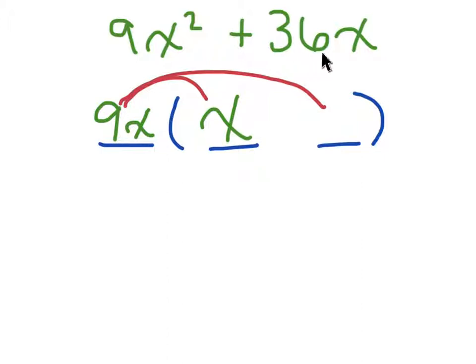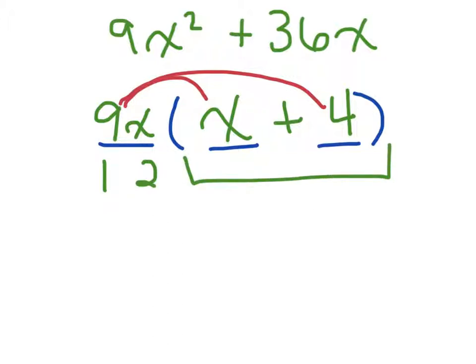And then we go over to this term, 36x divided by 9x would have given us a 4 to start with. So now here again, we have 3 factors. We have the 9, we have the x, and we have x plus 4 as our 3rd factor.